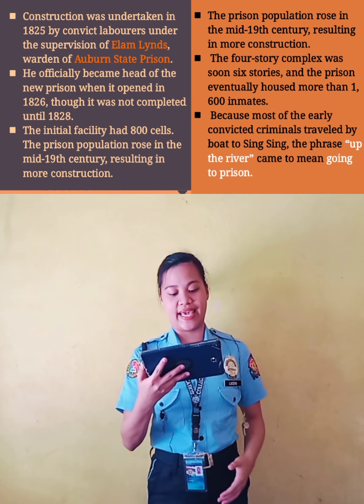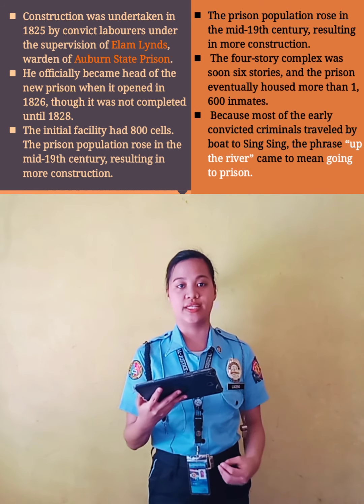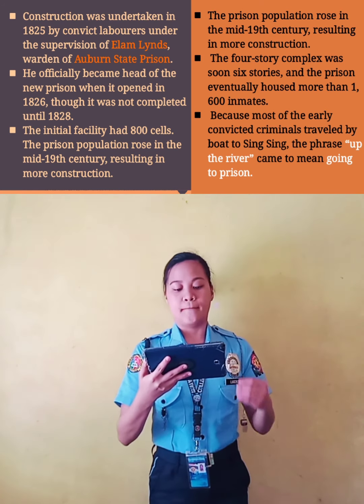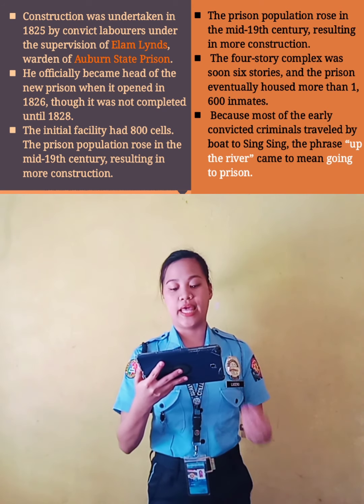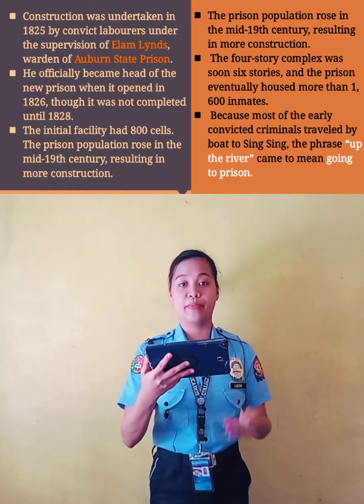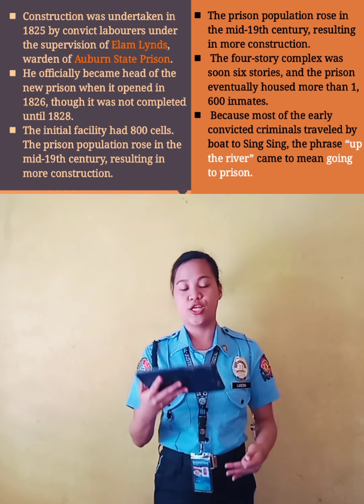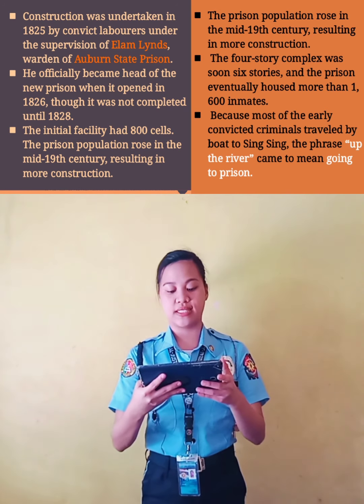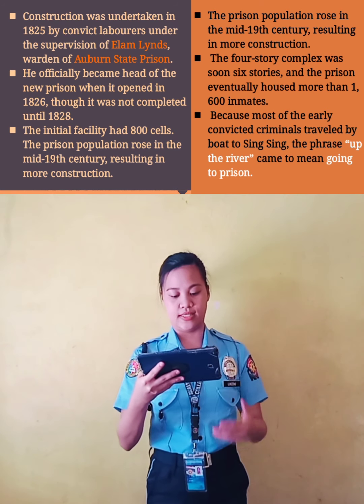Construction was undertaken in 1825. This was done by convict laborers under the supervision of Elam Lynds, warden of Auburn State Prison.